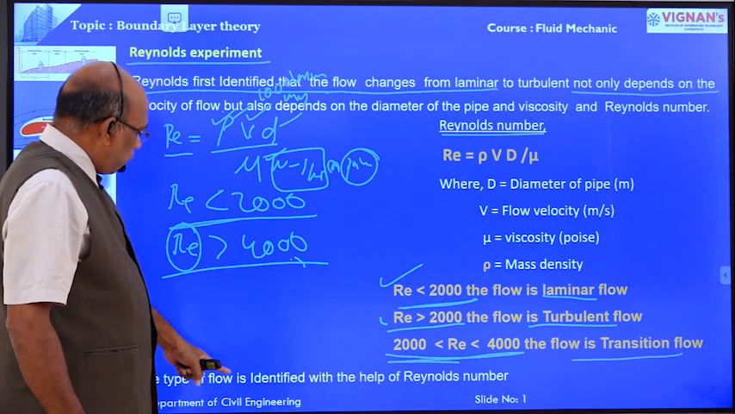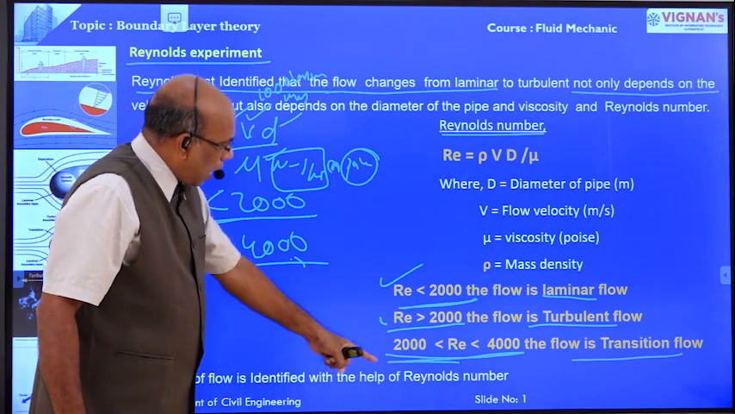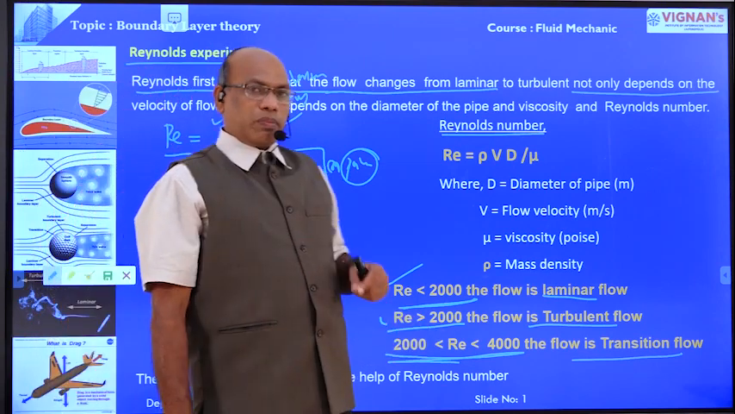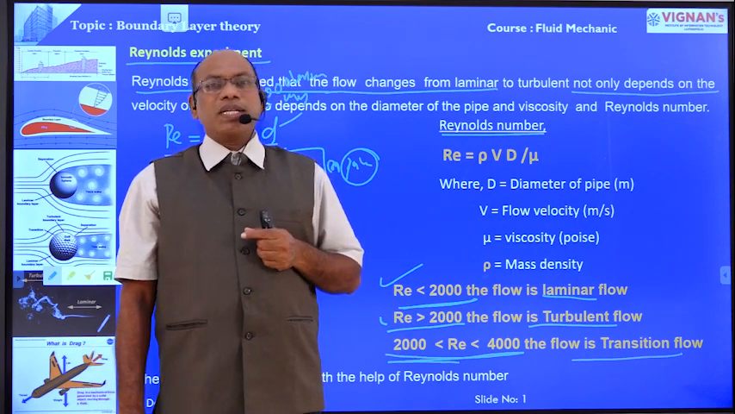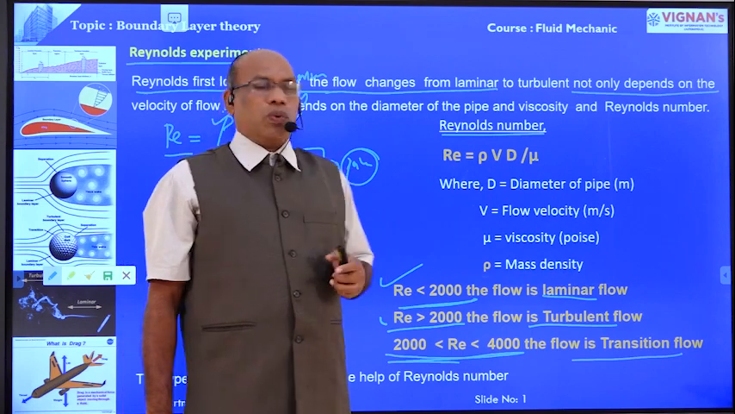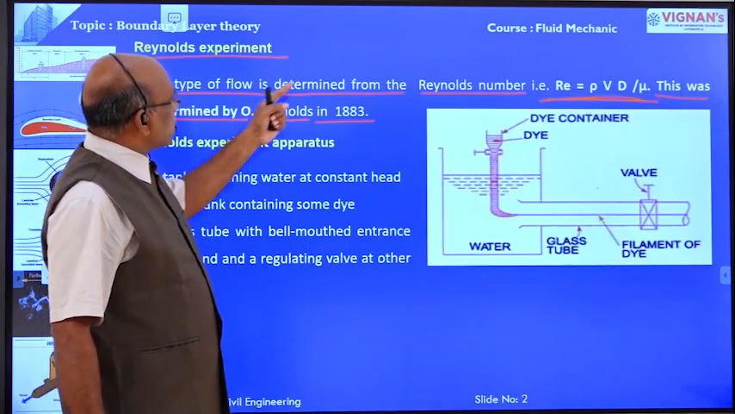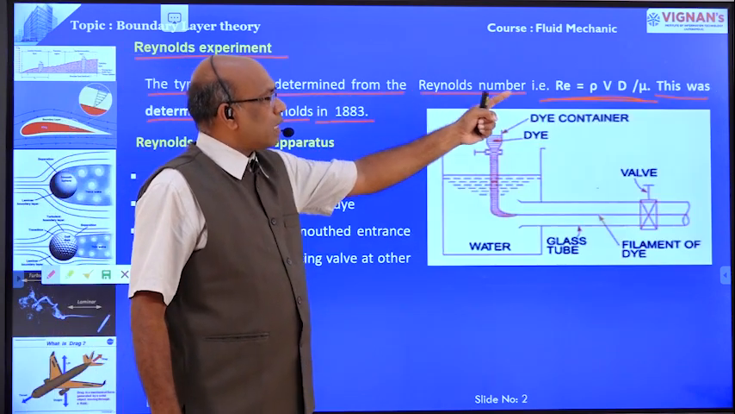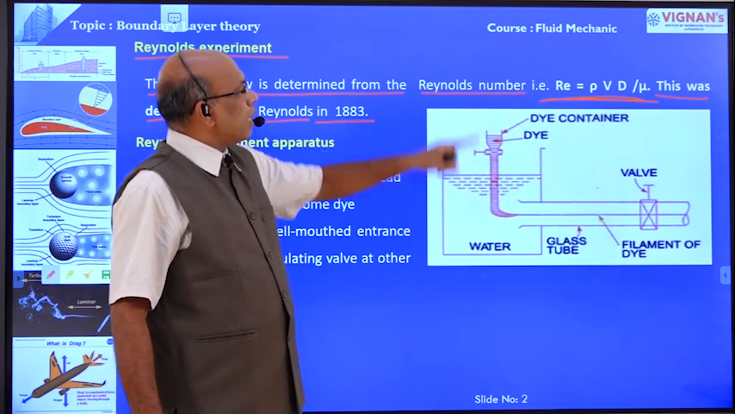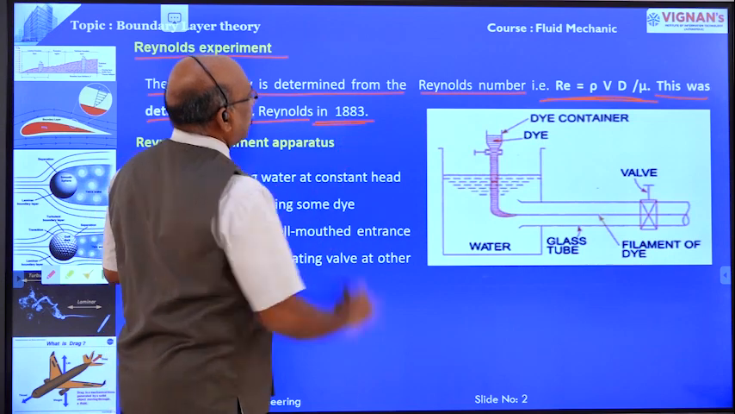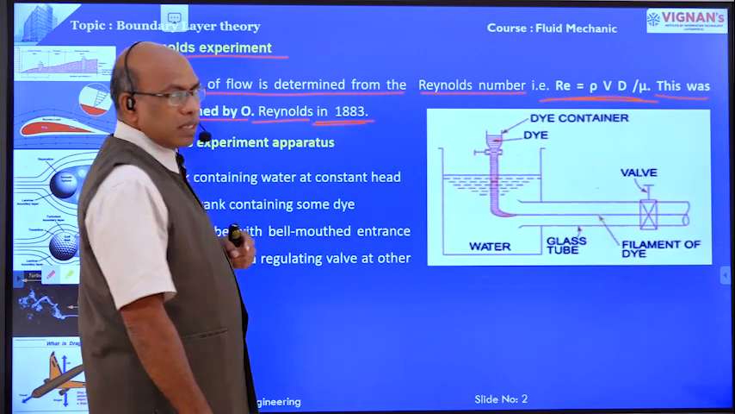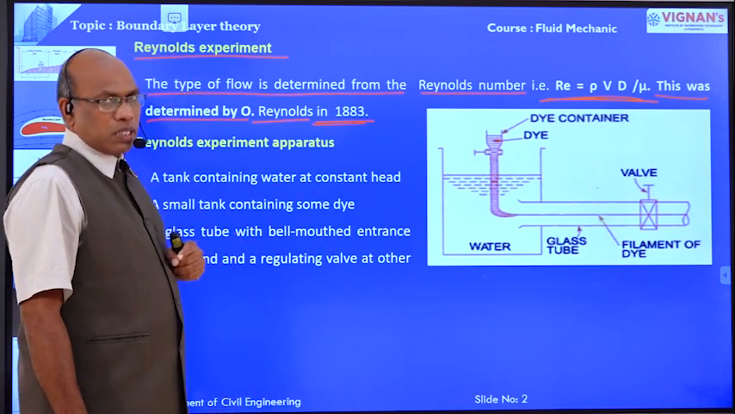The type of flow is identified with the help of Reynolds experiment. Now we are going to conduct the Reynolds experiment for the identification of the type of flow. The type of flow is determined from the Reynolds number, as already explained. This was determined by O. Reynolds in 1883.